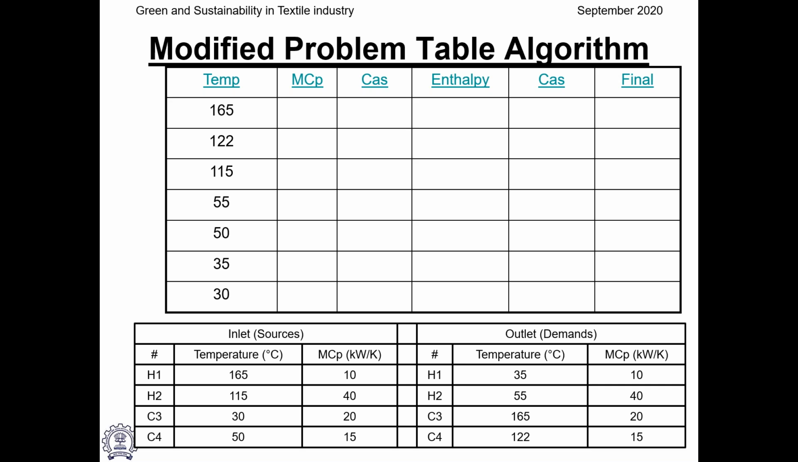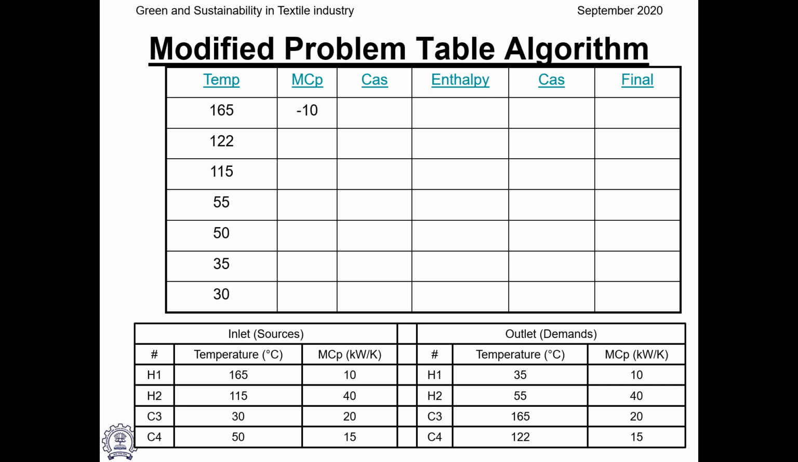Next step, we have to write down the MCPs, but here we take a sign convention. We'll take the inlet side as positive and the outlet side or the demand side as negative. And for any temperature which is repeated in many places, we'll take all the MCPs, add them and put it with this particular sign convention. Look at 165, it is there in inlet as well as outlet. Inlet is 10, outlet is 20, but our sign convention says inlet is positive, outlet is negative. So we'll add 10 plus minus 20. What will we get? Minus 10. So for 165, we'll write down minus 10.